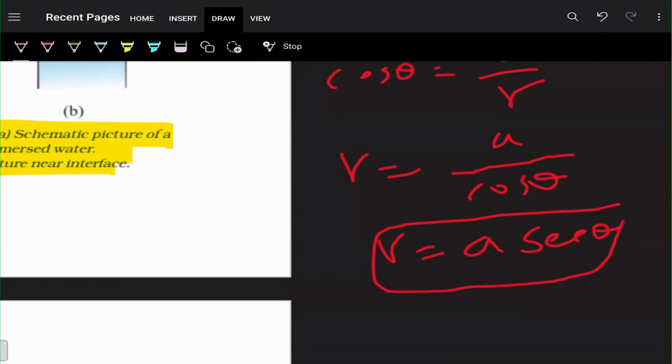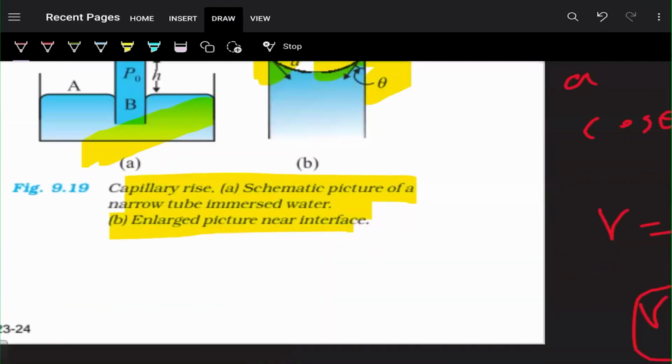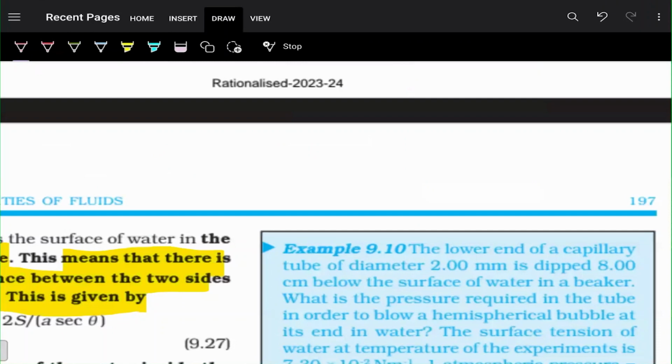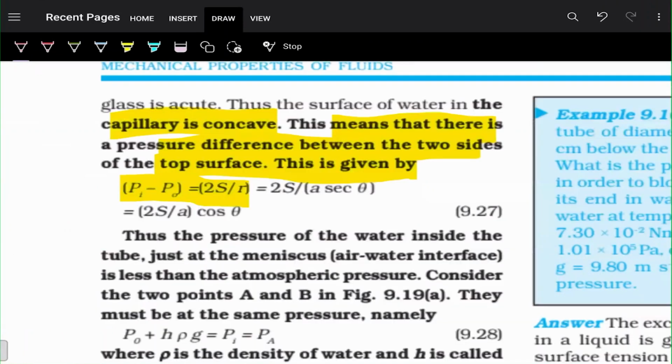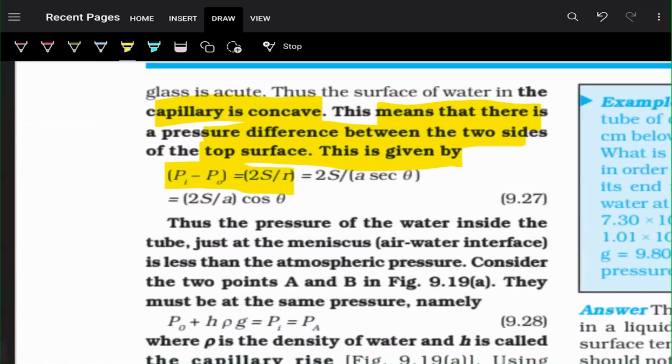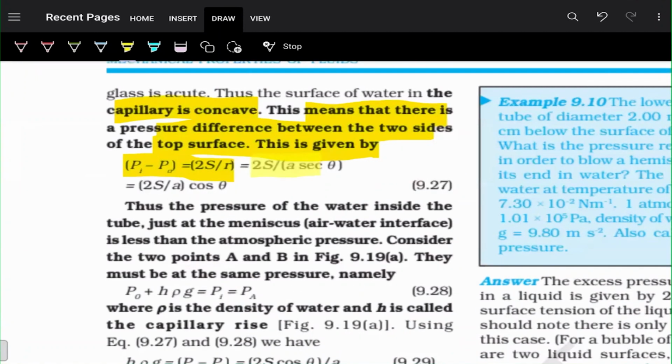Simple. That is what is done here too. So R is equal to a sec theta. So we get excess pressure, P inside minus P outside, is equal to 2S by a sec theta, or else 2S cos theta by a. Okay, so we got the excess pressure.